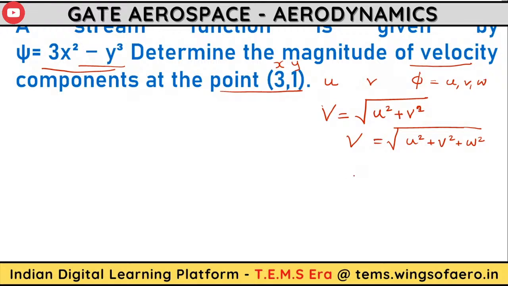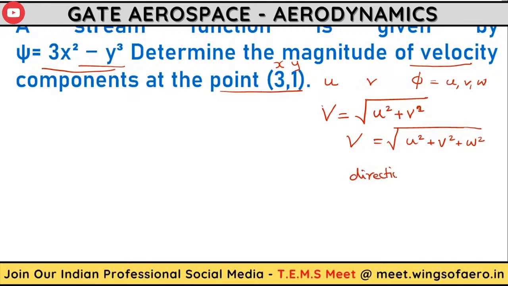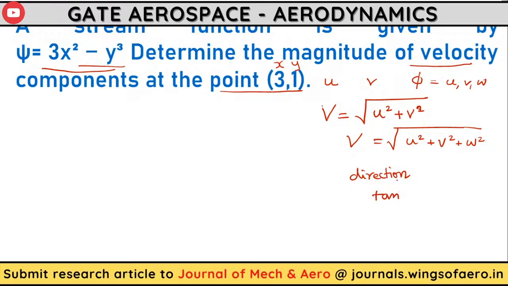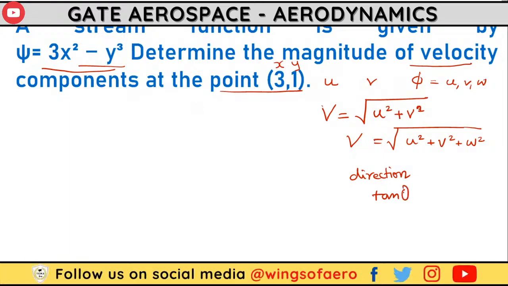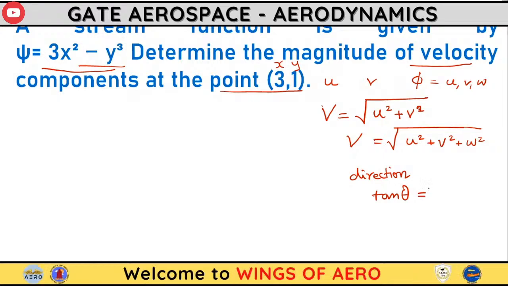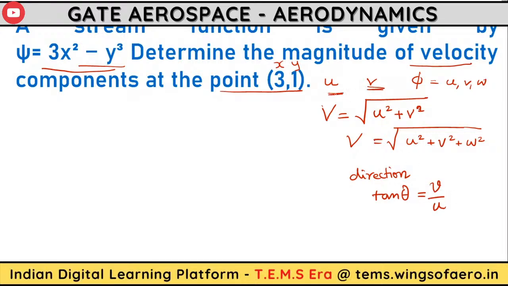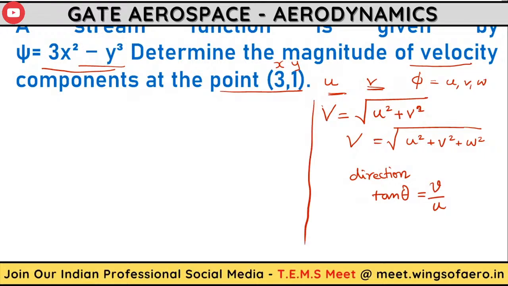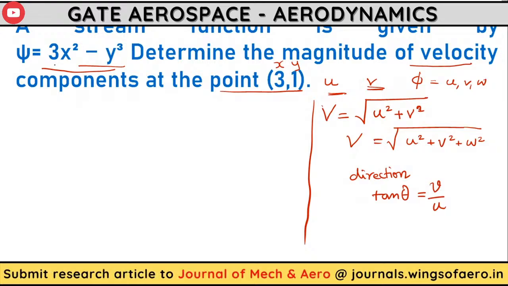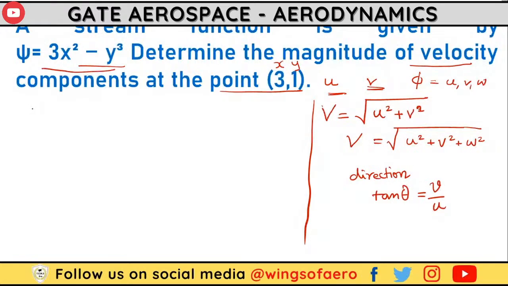And in the question, if they ask the direction, you mostly use the stream function. Tan theta equals v by u. That is this v by u. Okay. Now let's solve the question. Here they have given this psi function.